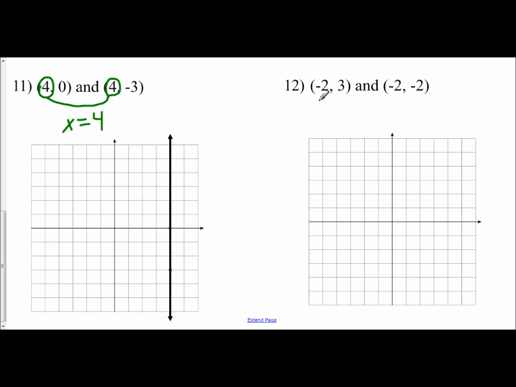And so I can do the same technique here. If I see I have (-2, 3) and I have (-2, -2), my x values are always -2. And it doesn't matter what my y values are. So I'm going to graph this line by drawing a vertical line through x equals -2.